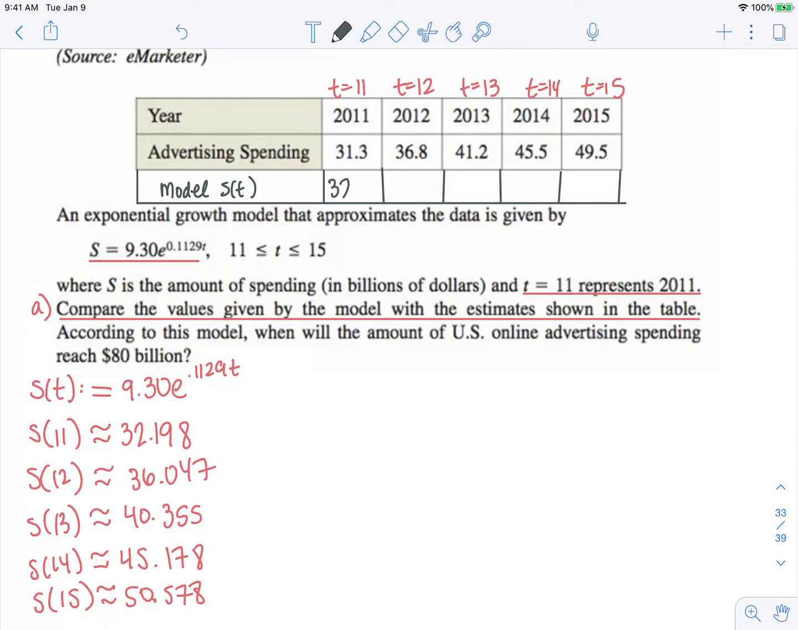So this is about 32.2 if I round. This is 36.0. This is 40.4. This is 45.2. And this is 50.6. So we can see very up close, I'm going to say this is part A, how our models compare with what was given in the table.